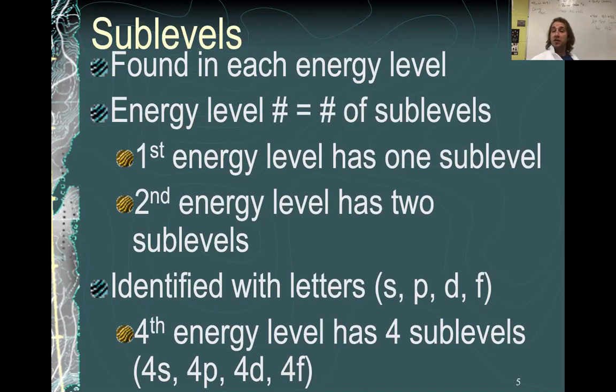For example, in the first energy level, you just have the 1s sub-level. In the second energy level, you can have an S and a P. In the third energy level, you can have an S, P, and D. In the fourth energy level, you can have S, P, D, and F. We're just subdividing, breaking down our energy level into smaller pieces, just like our cities do within our states.